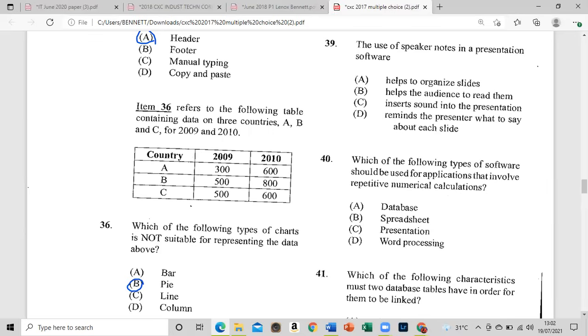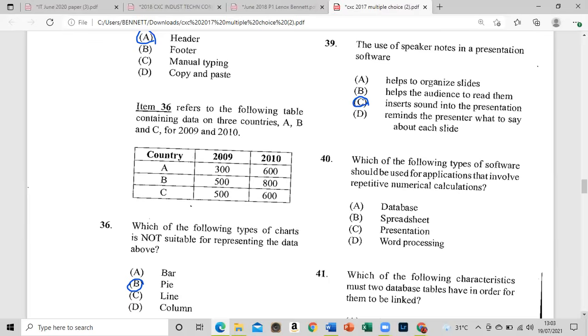The use of speaker notes in presentation software: A, helps to organize slides. B, helps the audience to read them. C, insert sound into the presentation. D, remind the presenter what to say about each slide. And it's not to insert sound. If it's speaker notes, it's no more sound.